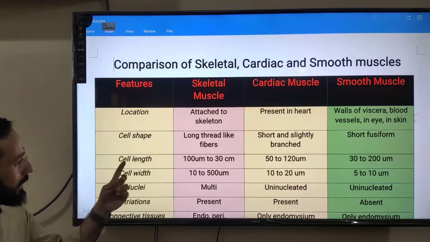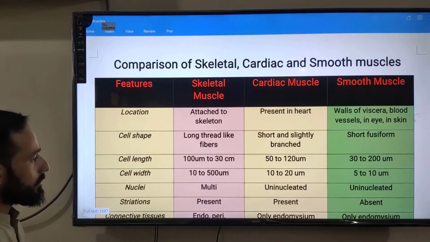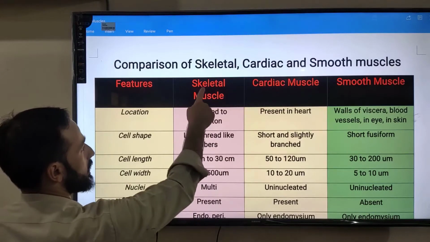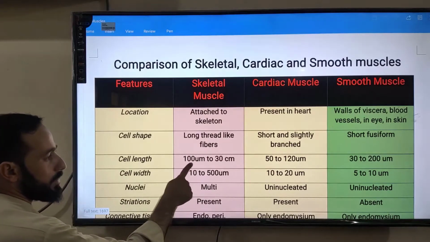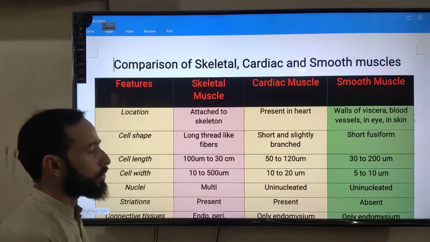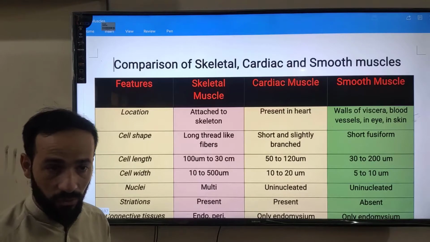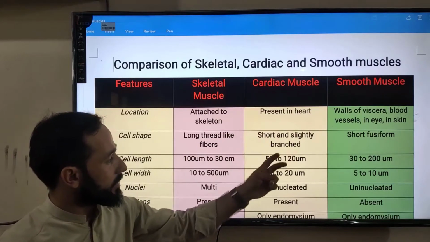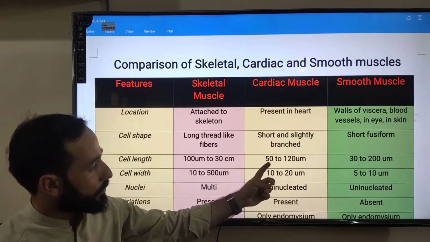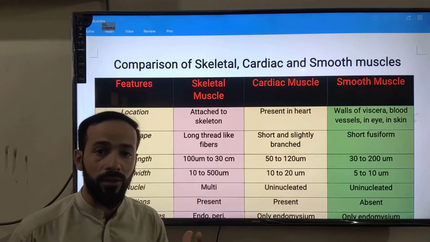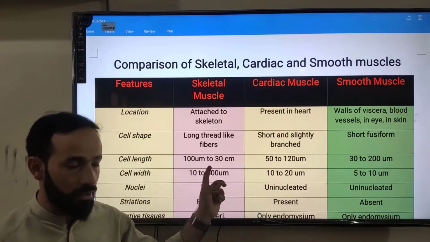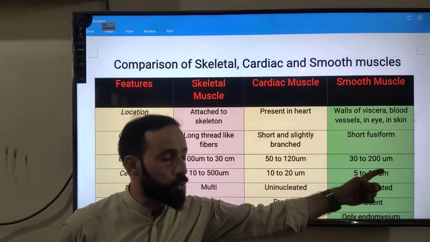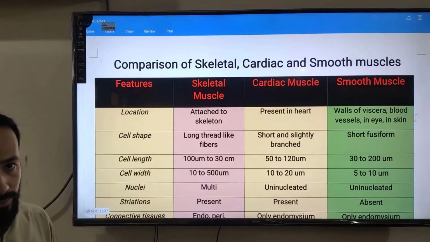Then what about the length of the muscle cell? The length of the skeletal muscle cell is from 100 micrometers to 30 centimeters. The longest muscle cell is 30 centimeters. The cardiac muscle cell length is 50 to 120 micrometers. Now you can see the difference. And the length of the smooth muscle cell is 30 to 200 micrometers.